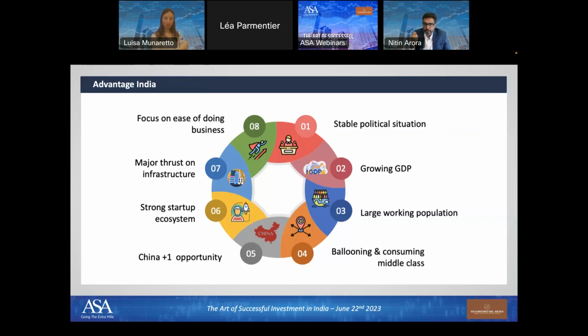I remember 2 decades back when there was a coalition government, every 2 years the government was changing. People sitting outside are a little reluctant to take long-term bets on a company or a country which does not have a stable political situation. It augurs really well for the economic stability of the country.